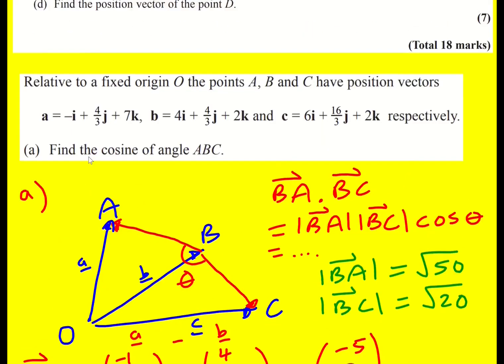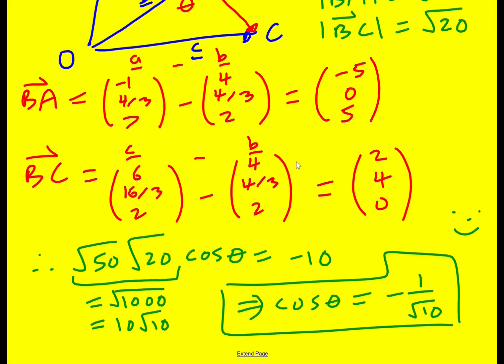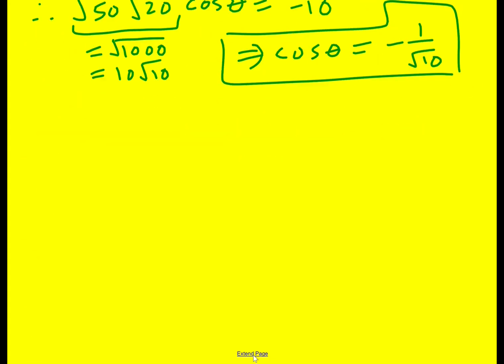On to part B. We're told that the quadrilateral ABCD is a kite K, and we're asked to find the area of K. So first of all, I'm going to just draw a kite, and I'll draw it in a reasonable orientation as well. Let's say that O is over here.